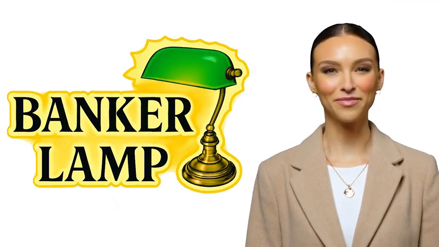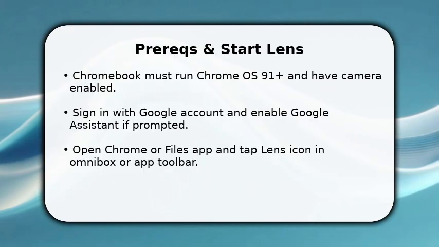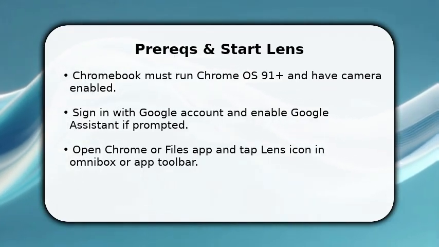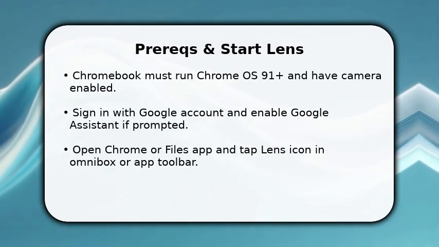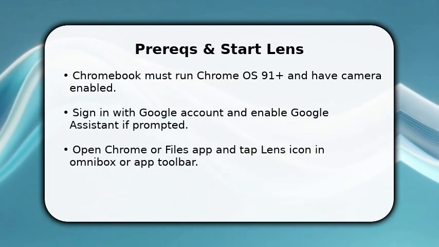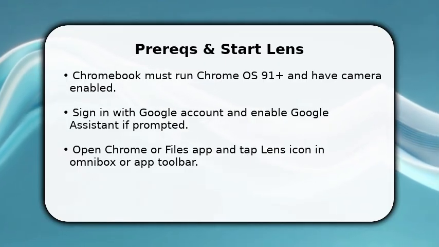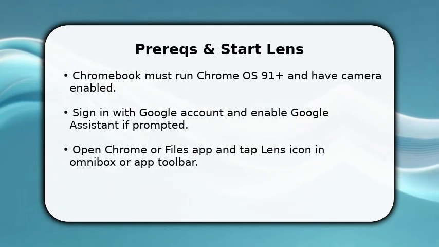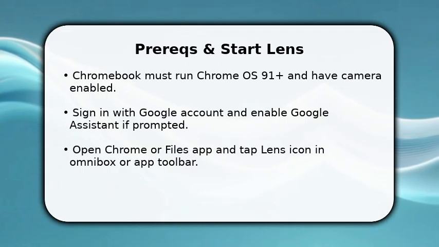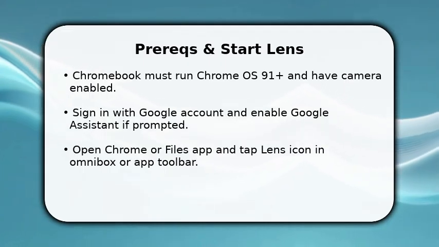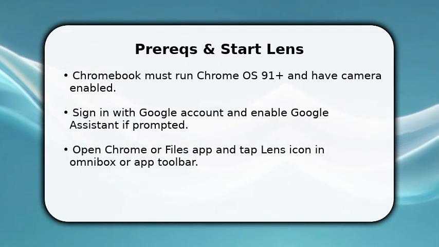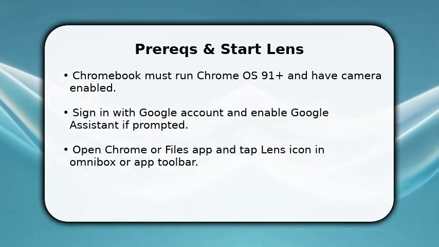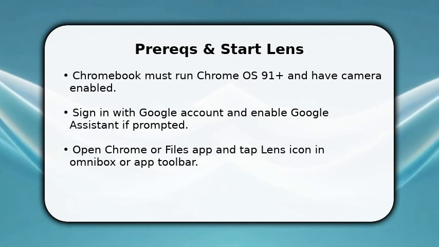Please enjoy the video. You'll begin by confirming the essentials: Chrome OS version, camera permission, and a signed-in Google account. Tap the Lens icon in the Chrome Omnibox or the Files app to start scanning immediately. Once done, point the camera or upload an image. Lens analyzes visual content in seconds. You'll see suggestions appear: text actions, shopping results, or web matches. Make sure to allow camera access if the prompt appears, so Lens can capture and analyze live images without delay.